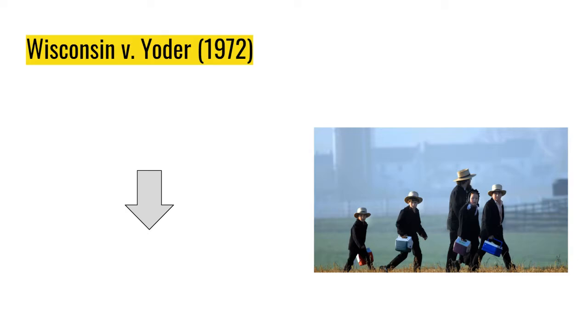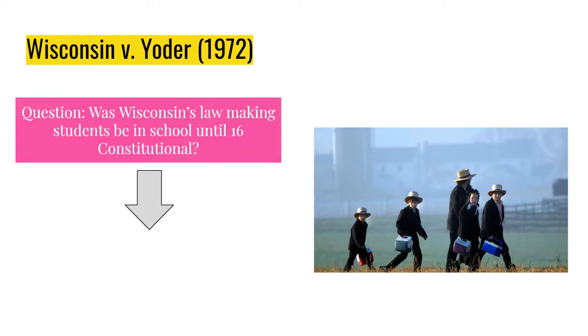The other religion case involving the First Amendment that we talked about was the Wisconsin v. Yoder case. At the heart of this case is Wisconsin's law that requires all students in the state to go to school beyond or until the age of 16.